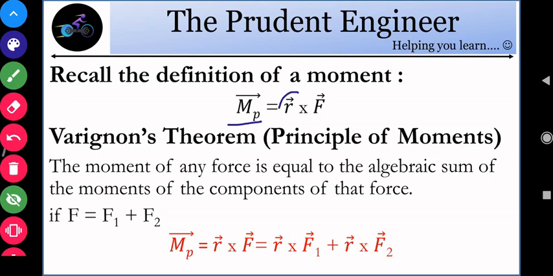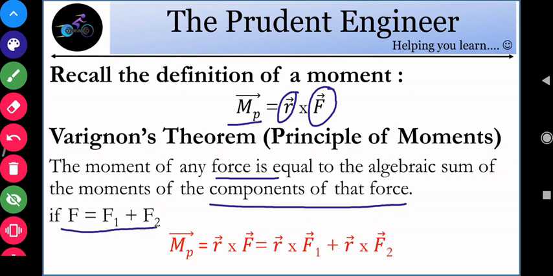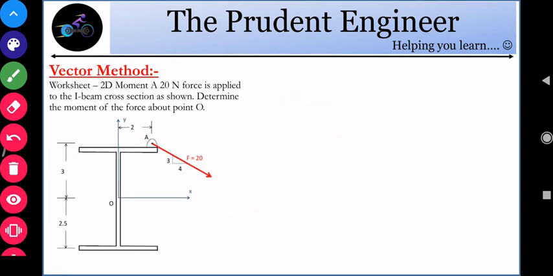We have to take the position vector and cross it with the force vector to get the moment. Varignon's theorem says that the moment of any force is equal to the algebraic sum of the moments of the components of that force. So if there is a force F equal to F1 plus F2, then the moment, which is R cross F, can be written as R cross F1 plus R cross F2. This is the basic rule.